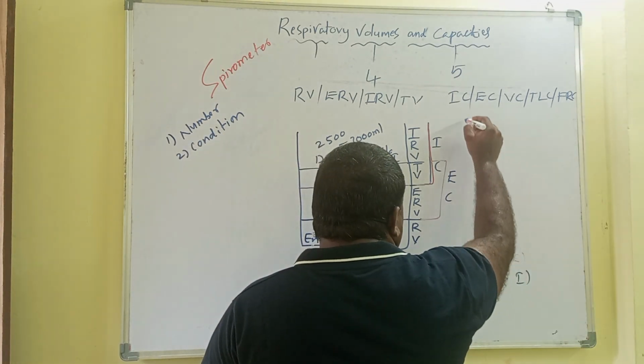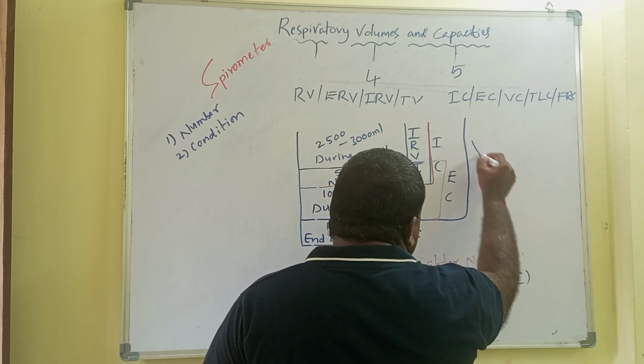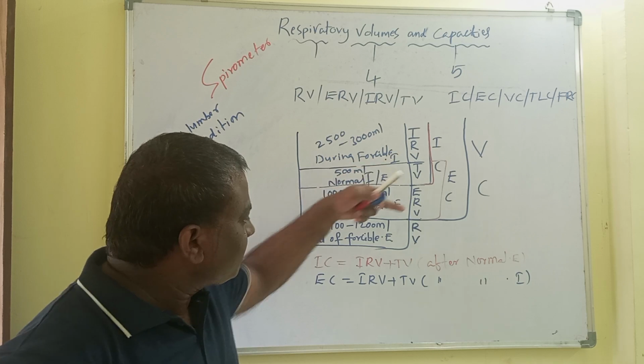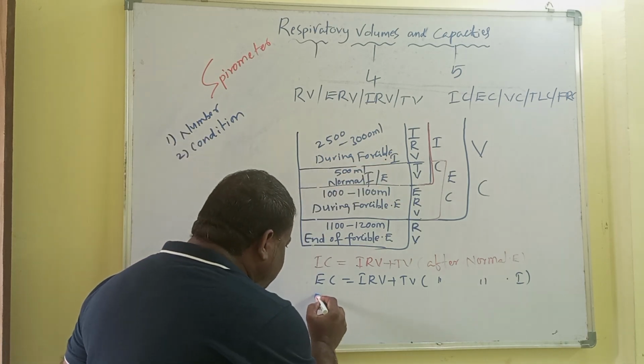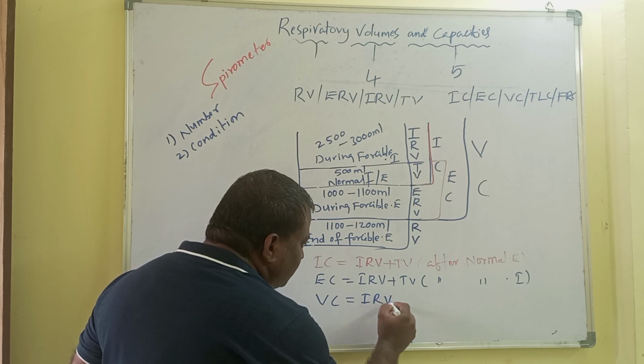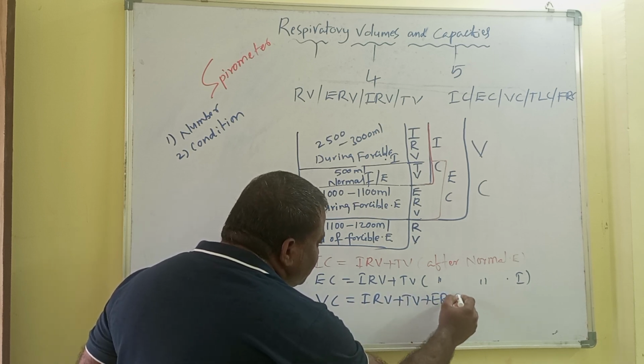There is something called vital capacity. You can understand from here. Vital capacity is IRV plus TV plus ERV. That is what vital capacity is equal to: IRV plus TV plus ERV. What is the condition here?